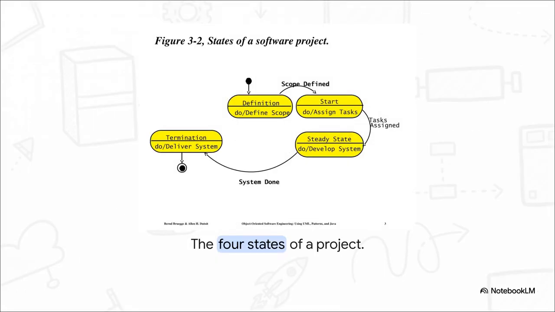And just like any living organism, a project has a distinct life cycle. This state machine diagram brilliantly shows how a software project behaves over time. We kick off chronologically with the definition state. That's where you're locking down the scope. Once that's set, we transition to start to assign tasks. From there, we enter the steady state. This is the engine room, right, where the system is actually being developed. Finally, once the work is done, we hit termination and deliver the final product. It's a clean, totally predictable flow of life.